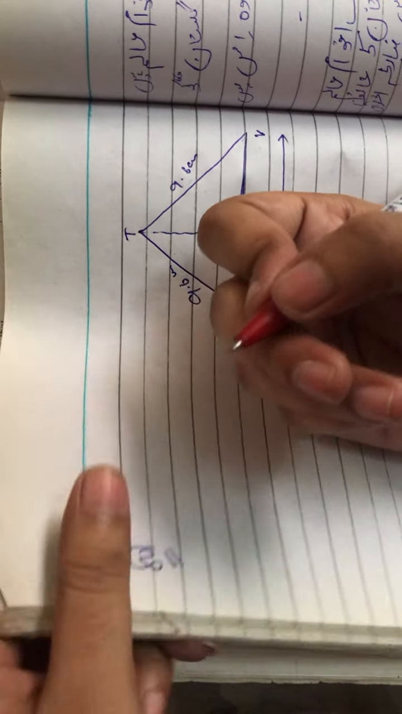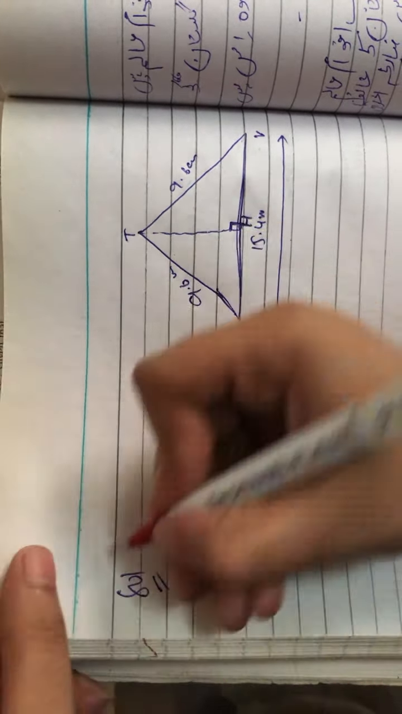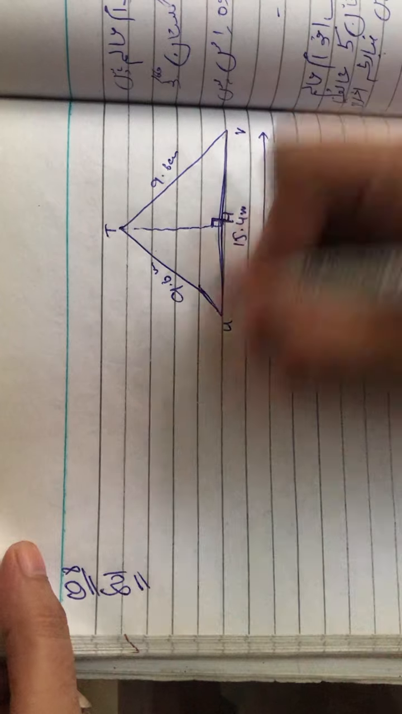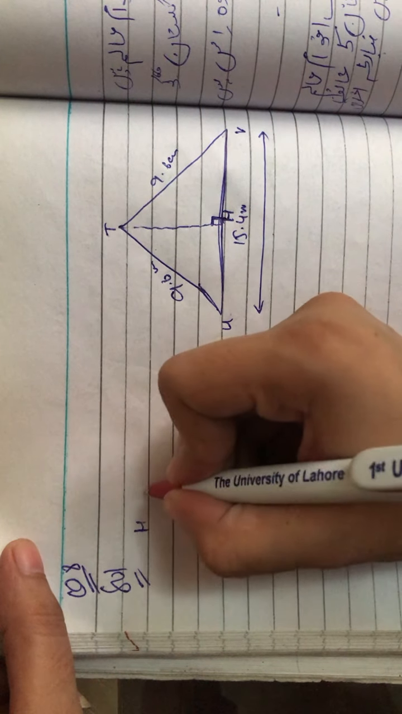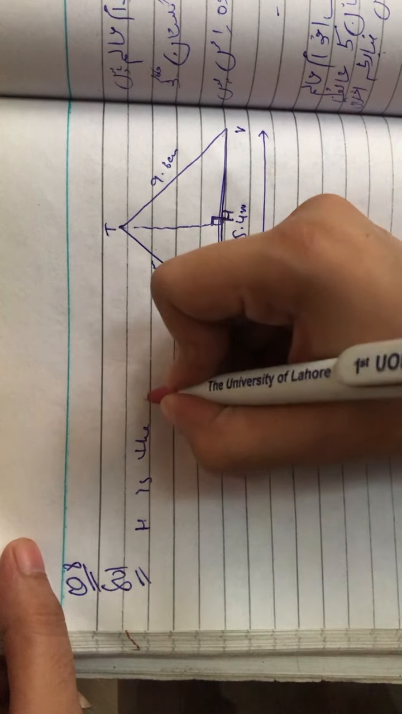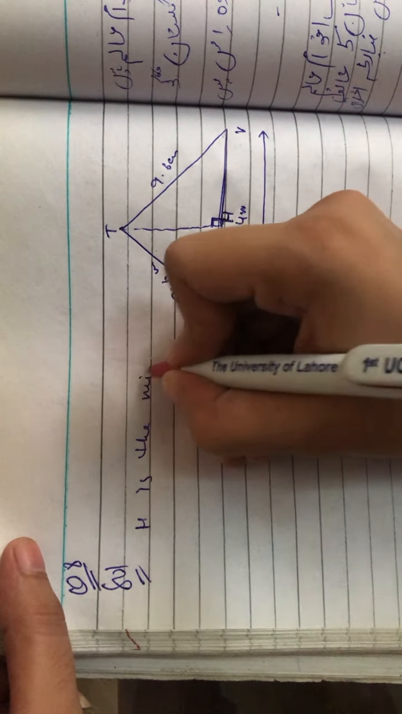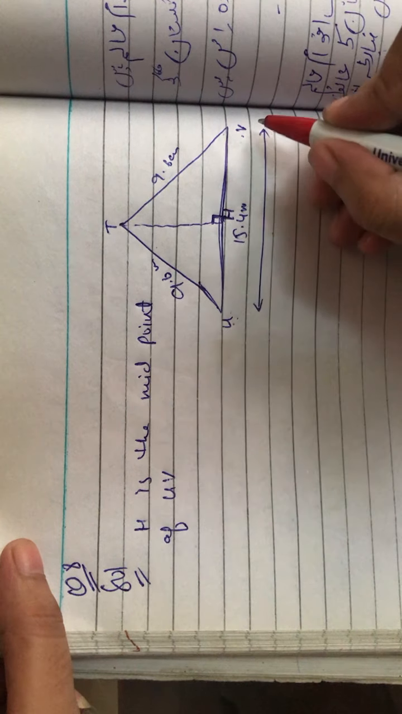This is question number 8. Okay, H is the midpoint of UV. You will also write here, H is the midpoint of UV, because H is made at the middle of the length of UV.